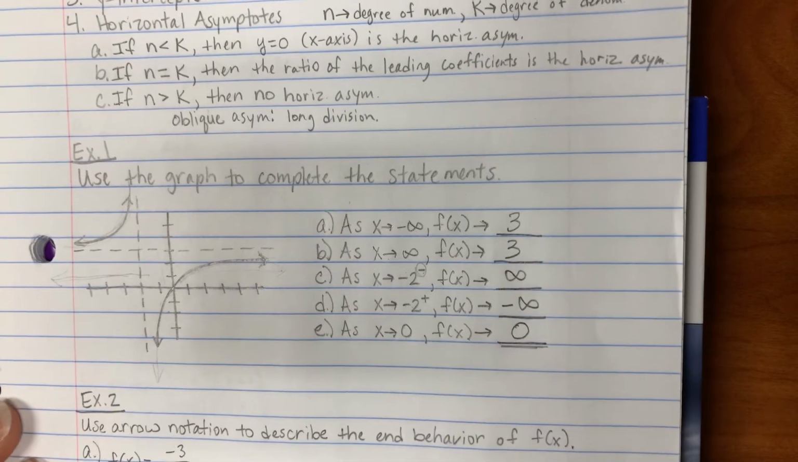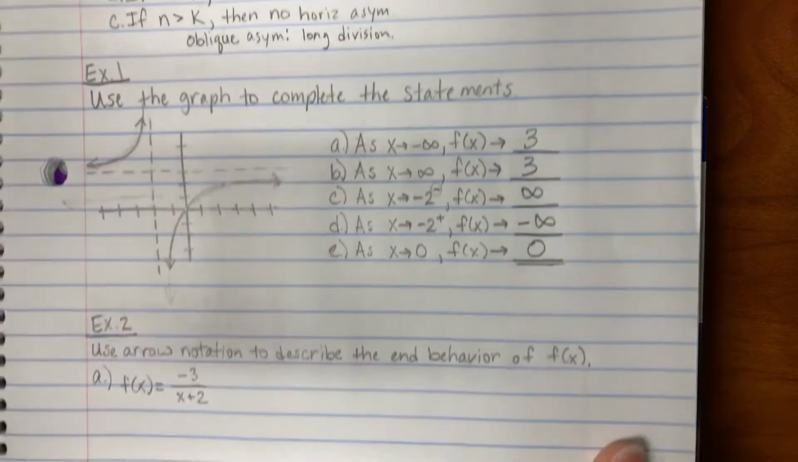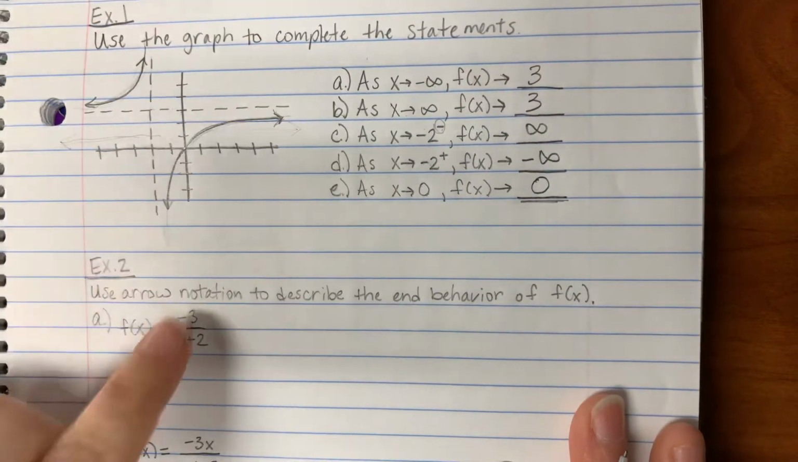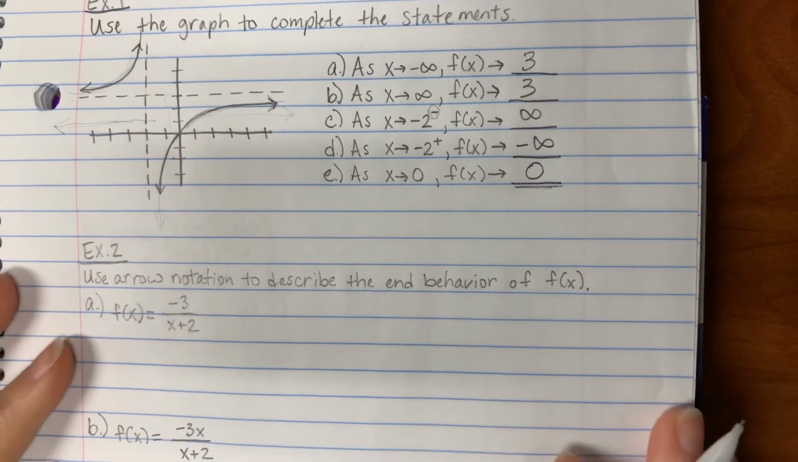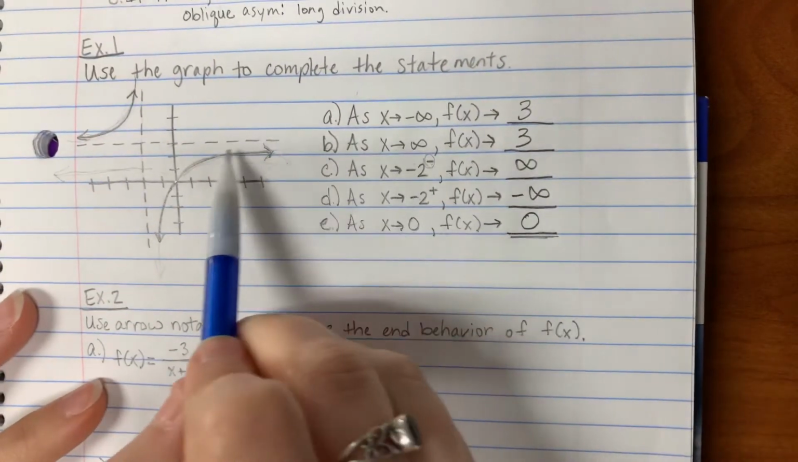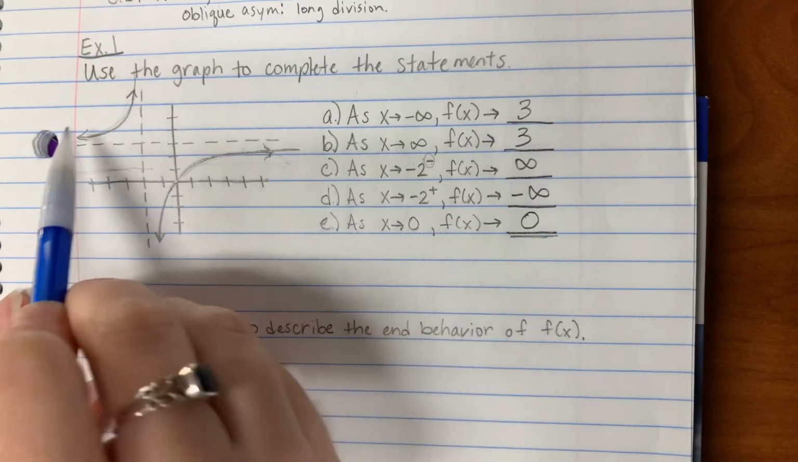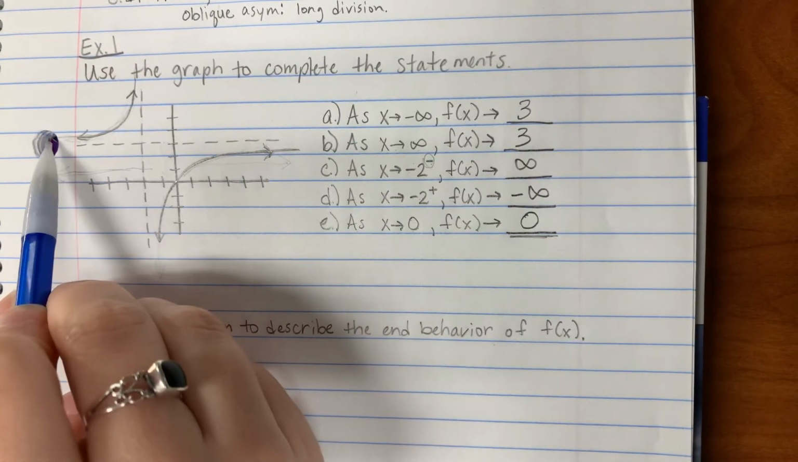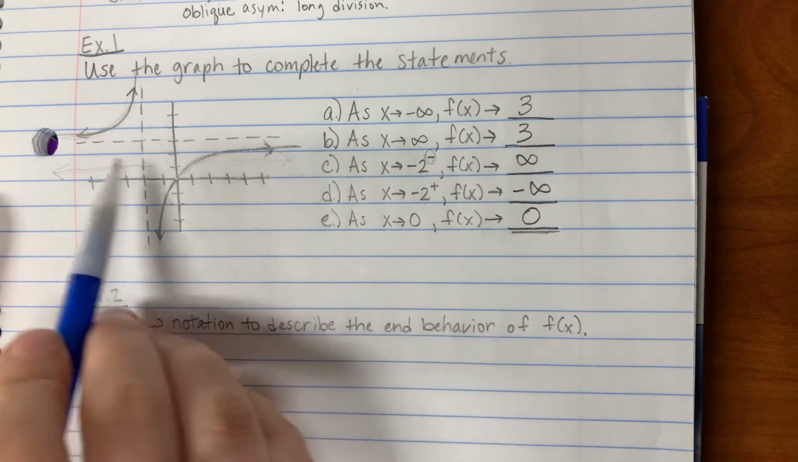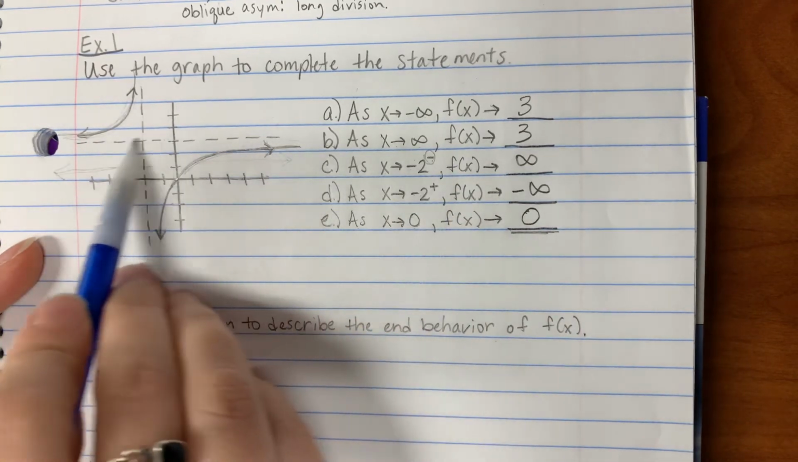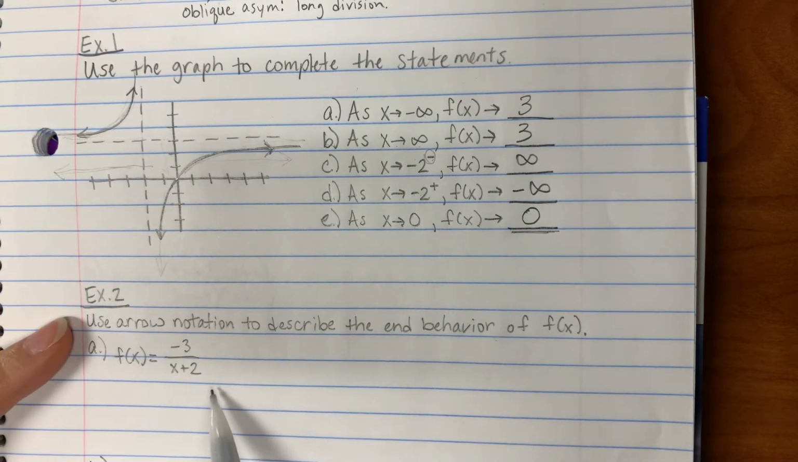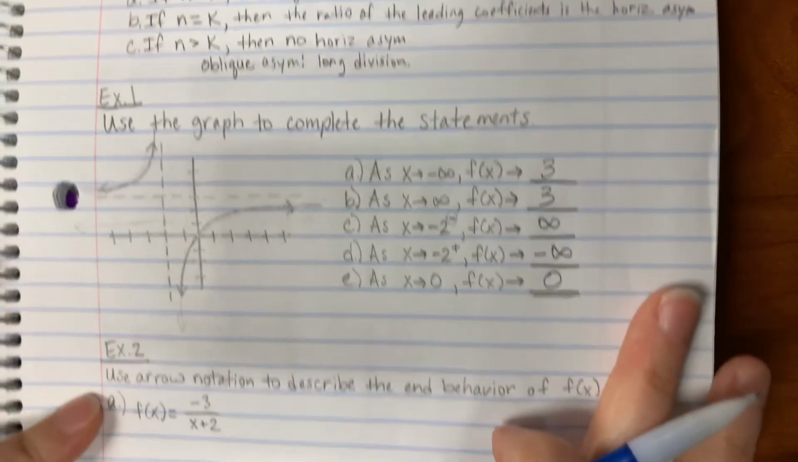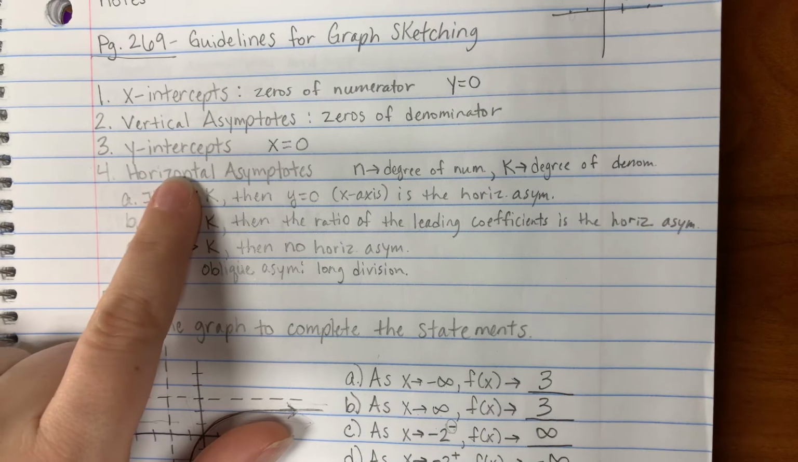Okay, example 2 is saying use that arrow notation to describe the end behavior of the function. The end behavior of the function is like what's happening way over here and way over here. Those are my ends, which means what's going to help me with that is the horizontal asymptote. So what I'm going to do is find my horizontal asymptote. That's going to help me with this. So that means I have to go back up here to number 4.